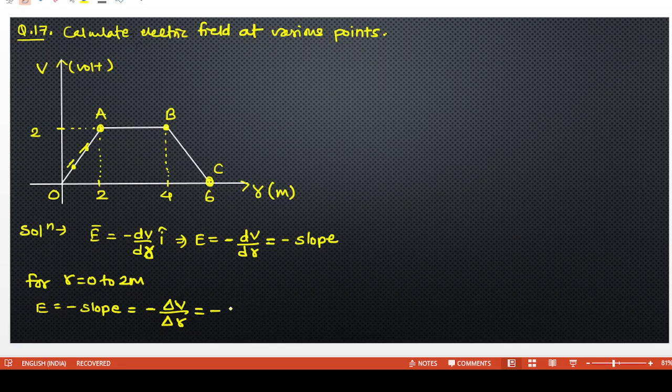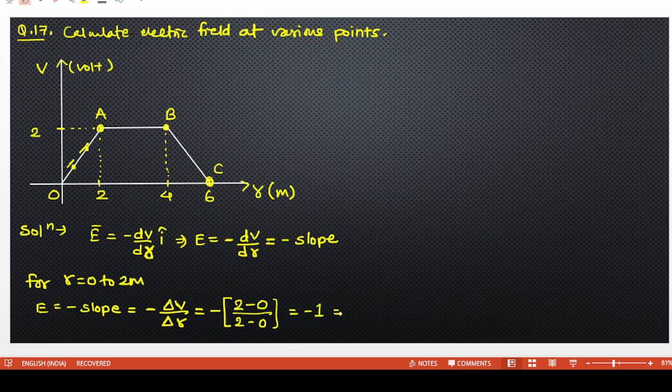So minus in the bracket, total change in potential, total change in y. How much is it for 0 to 2, means 0 to A? Total change in y means final y minus initial y, final potential minus initial potential. Final potential is how much? 2. Initial potential 0. Similarly, upon change in x, final x minus initial x. So answer is minus 1.